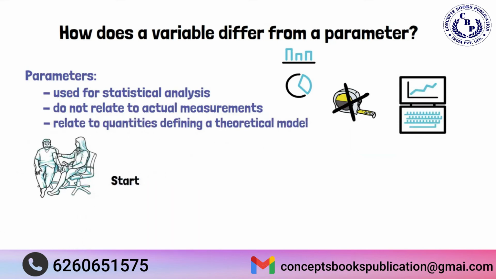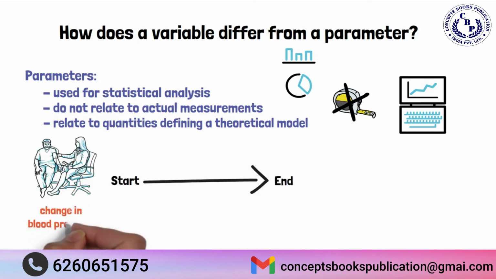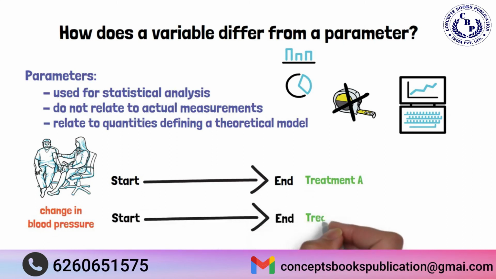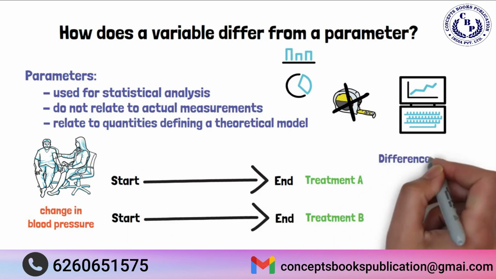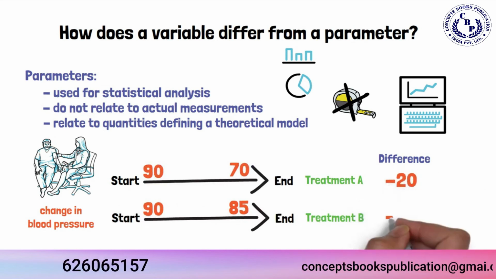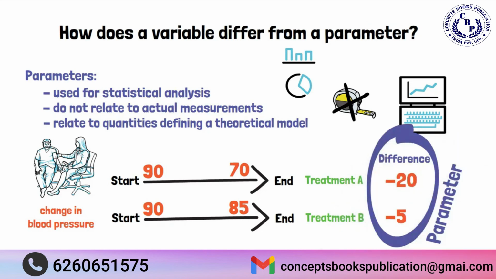We want to compare the change in blood pressure from the beginning to the end of our trial, but this time we have 2 treatments that we want to compare. So what we have to do is to calculate the difference or change between time point 1 at the beginning of the trial and 2 at the end of the trial for each treatment. We can then compare these 2 values and see which treatment performed better. The difference between the time points that we use for the analysis is referred to as parameters. They cannot be measured directly and are computed from measured variables.